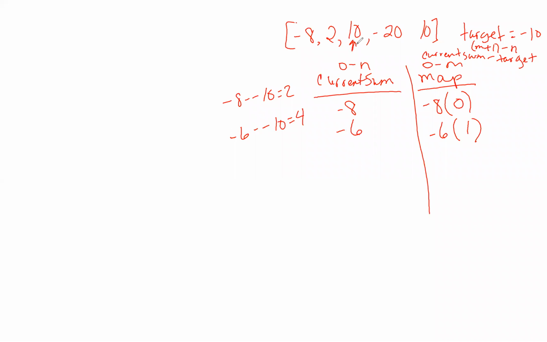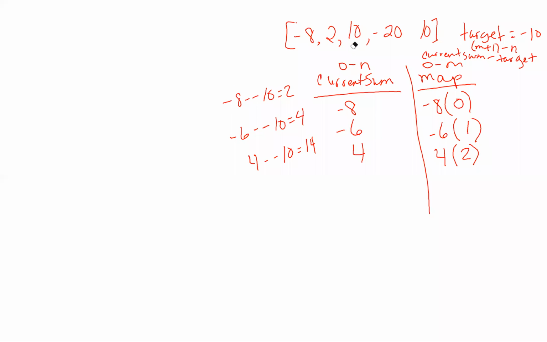Now it's at 10. 10 plus -6 gives us 4. 4 minus -10 equals 14, and it's not equal to our target. We look at our map, and 14 is not in the map. So we add current sum to the map, and we know that we have that current sum at index 2 in the array.